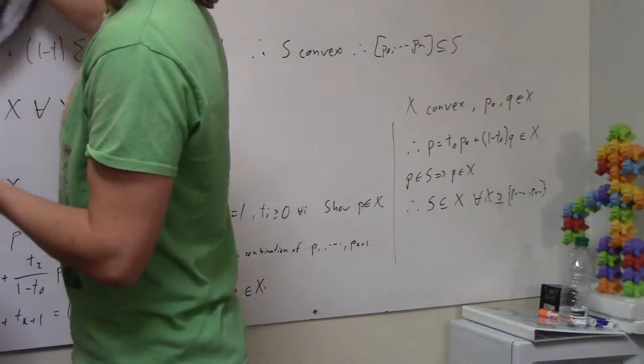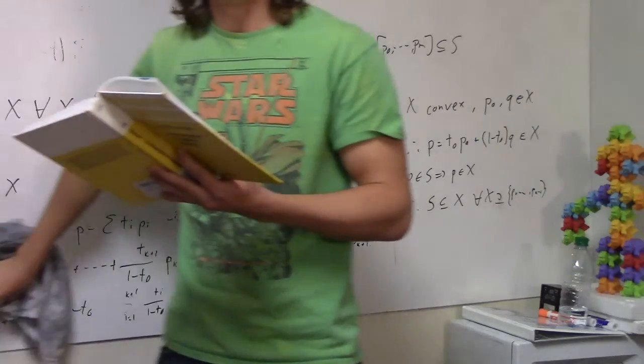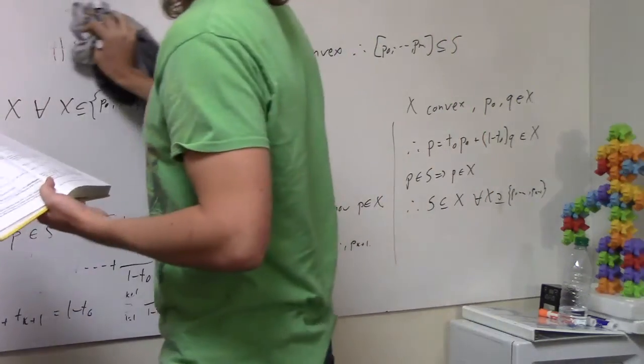Oh, so basically you can take this theorem and not assume that each of these t_i is greater than or equal to 0, and you get the exact same result with affine.